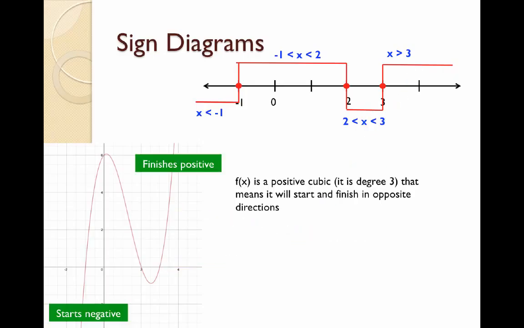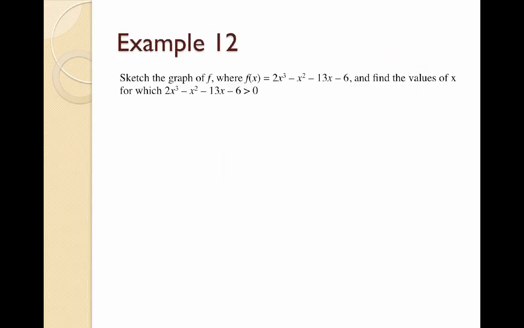Because f of x is a positive cubic function, that is, its degree is 3, it means that it will start and finish in opposite directions. If it was an even function, meaning that we might have a power of 2 or a power of 4 or 6, then that will mean that it will start and finish in the same direction. So it'll either start negative and finish negative, or it'll start positive and finish positive. We'll have a look at some of those examples in a minute.